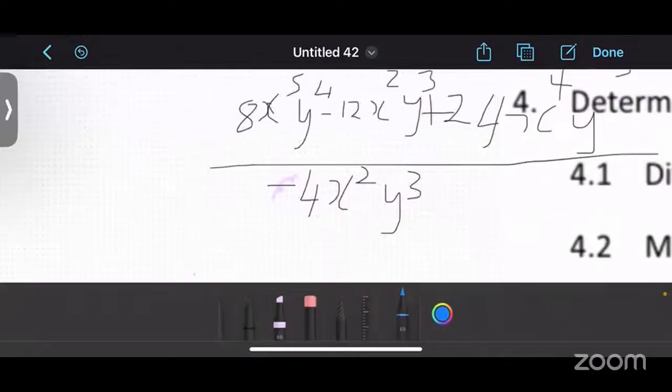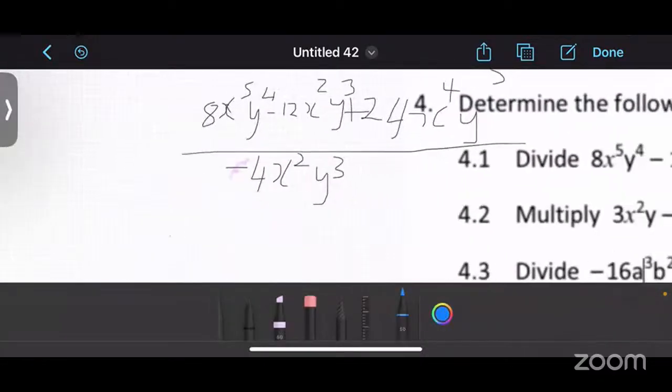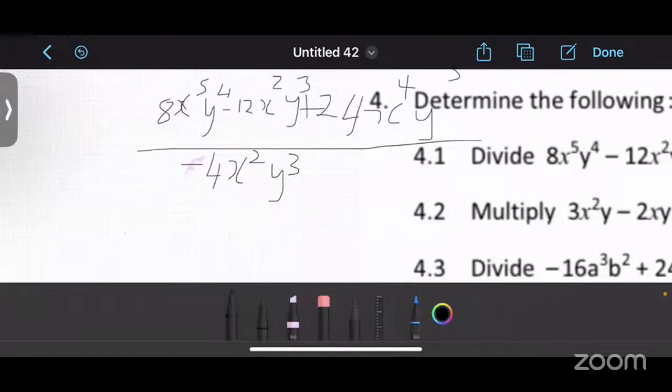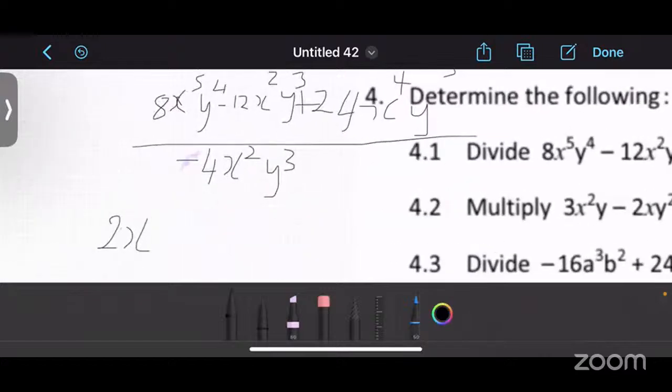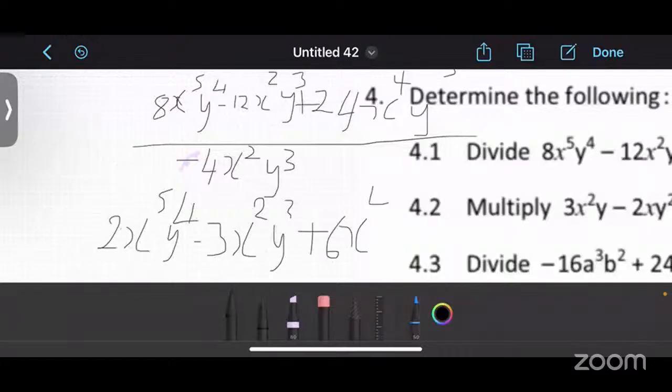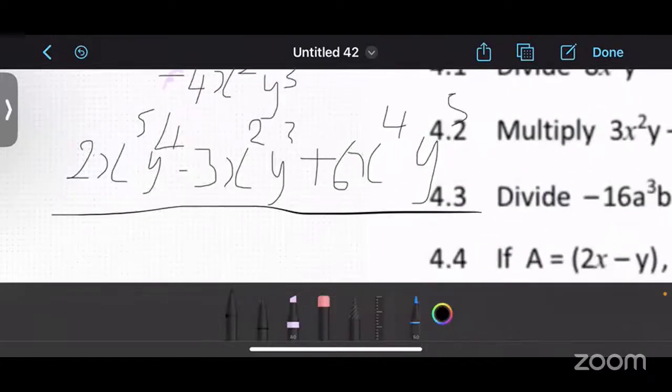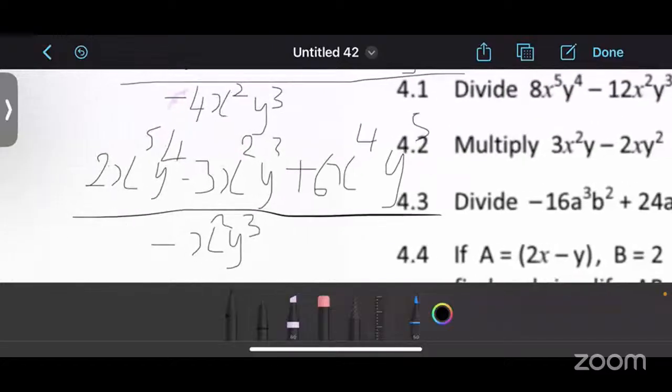So you are saying, let me just write it down here, you are having 2x to the power of 5, y to the power of 4, minus 3x squared, y cubed, plus 6x to the power of 4, y to the power of 5, divided by negative x squared, y to the power of 3. Okay?